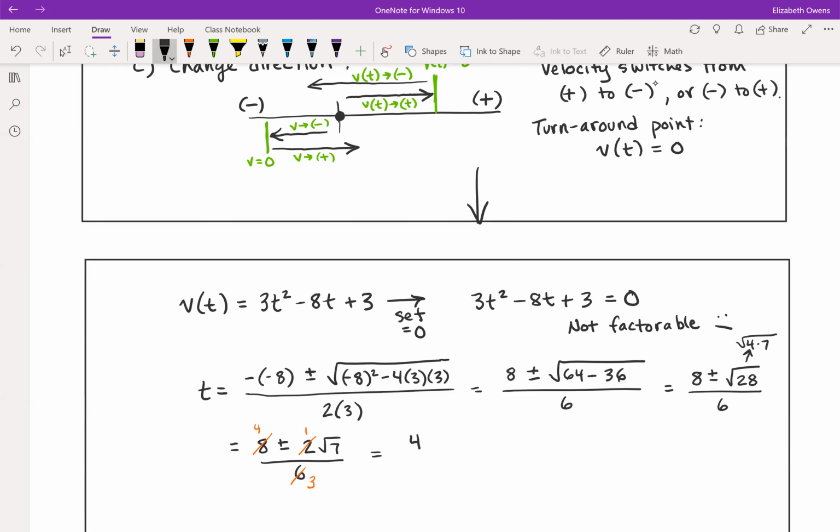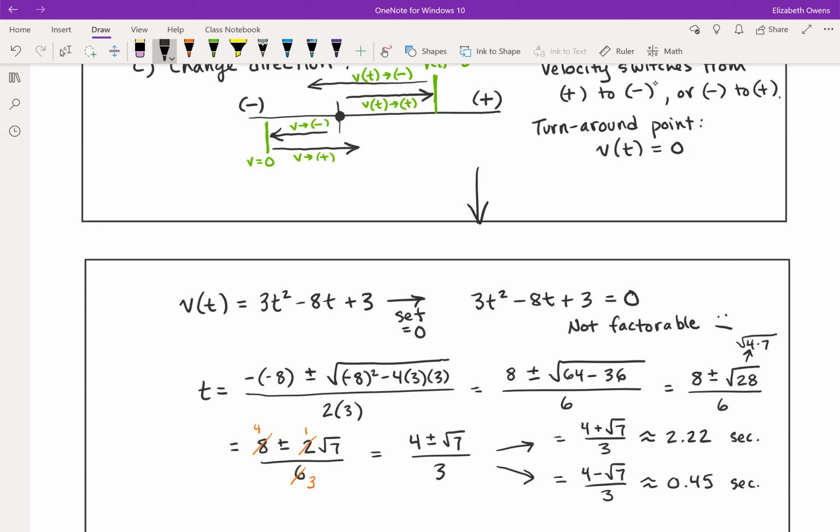So we'd have 4 plus or minus the square root of 7 over 3. And so there are 2 solutions here. 4 plus the square root of 7 over 3, 4 plus root 7 over 3. And we'll just look at that as a decimal from here on out. It's about 2.22. And then our other one is 4 minus root 7 over 3, and that is approximately 0.45. And these are in seconds.